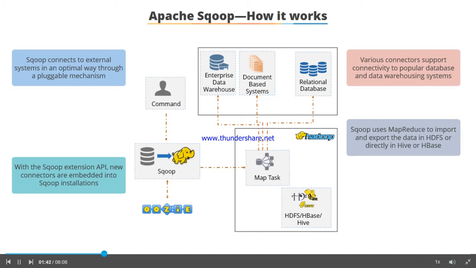Sqoop uses MapReduce to import and export the data in HDFS or directly in Hive or HBase. This allows parallel operation and achieves fault tolerance. Sqoop integrates with Apache Oozie, which coordinates the workflow and allows scheduling and automation of import and export tasks.